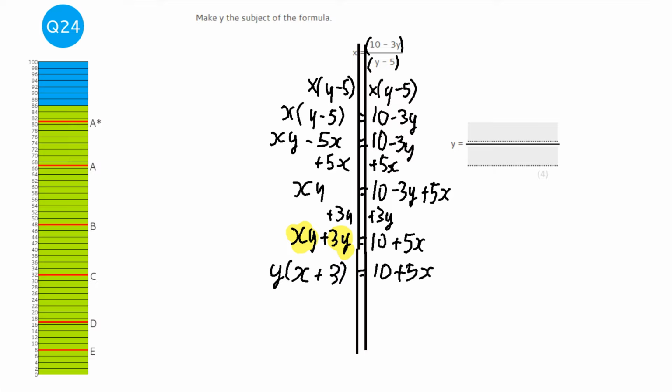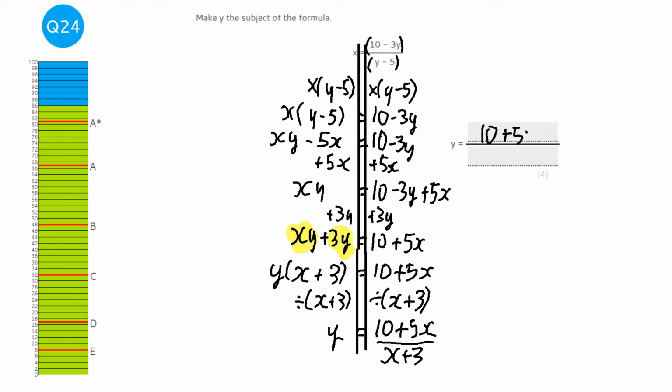Next thing I want to do is divide both sides by that x plus 3. So we have y equals 10 plus 5x over that x plus 3. So our answer is 10 plus 5x over x plus 3. And that's it.